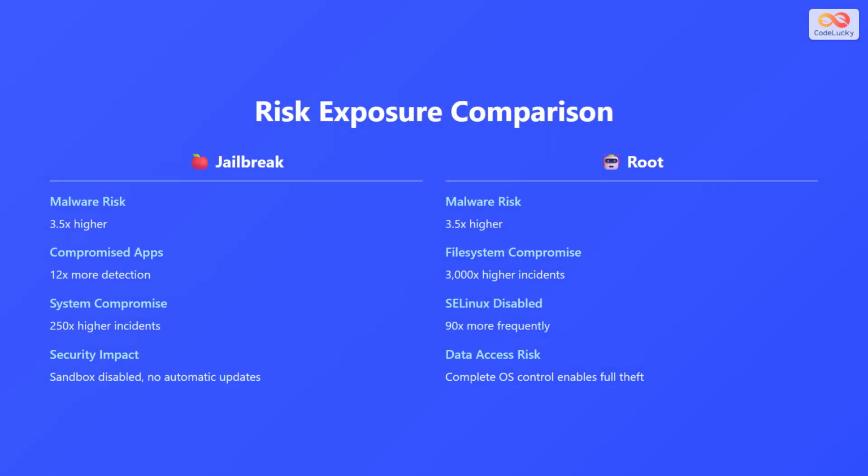When comparing the two, the risks are significant but different. With jailbreaking, malware risk increases 3.5 times. Apps designed for compromised systems are detected 12 times more frequently. The entire system becomes compromised 250 times more often. The sandbox isolation feature gets disabled, and automatic updates stop working.